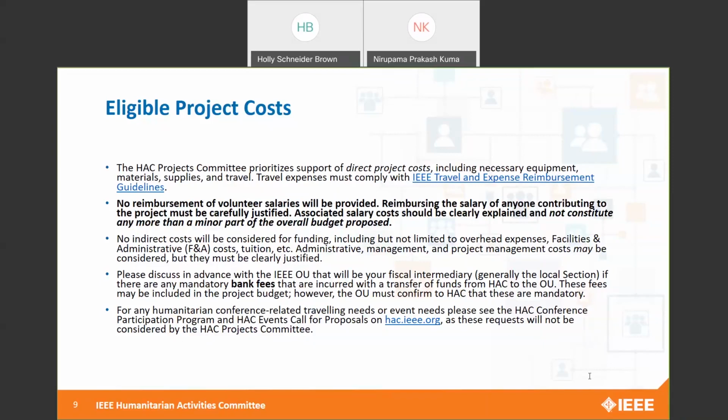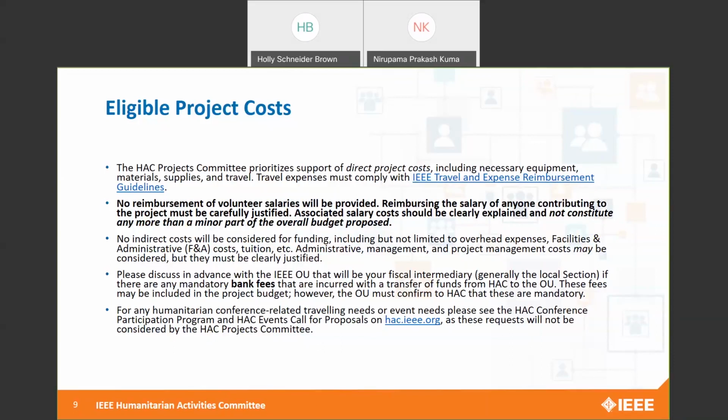Let's say you do employ somebody locally. We are okay with that if they have to manage the project, administrate the project. It has to be somebody local, not an IEEE volunteer. Let's say it's somebody who's an electrician and you have to pay the electrician. That may be considered, but again, you have to justify it very, very clearly. Also, with your IEEE OU, like I said, we encourage it to be your section.